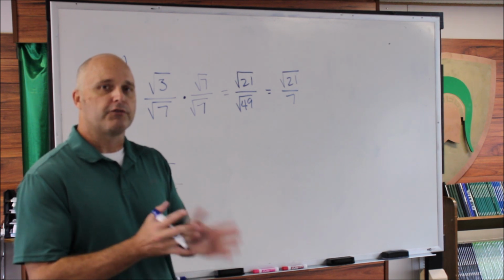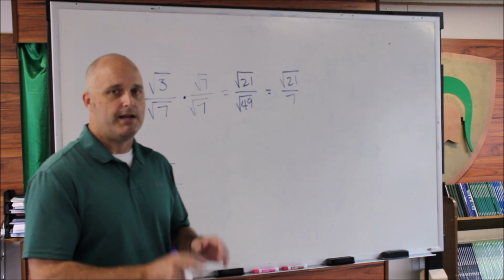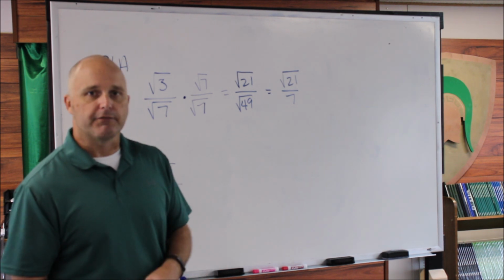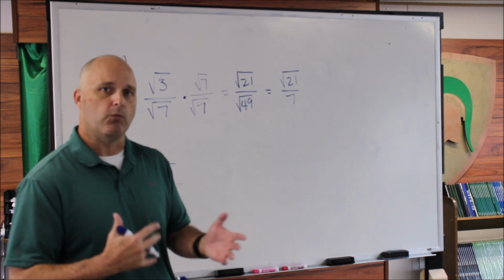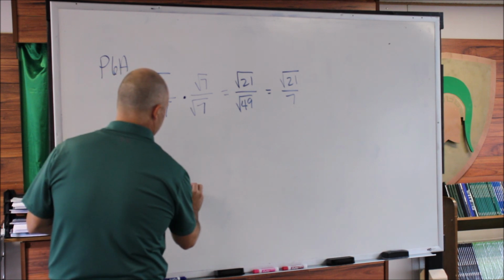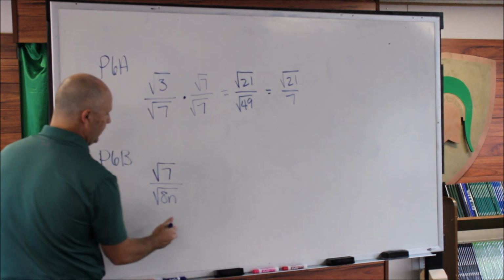I'm going to take you also through a process that's going to keep your numbers much, much lower and not give you such gigantic numbers you're going to have to work with. It's a little bit more difficult to do it though, so you're going to have to figure out which method you prefer using. So in this case, I've got the square root of 7 over the square root of 8n.